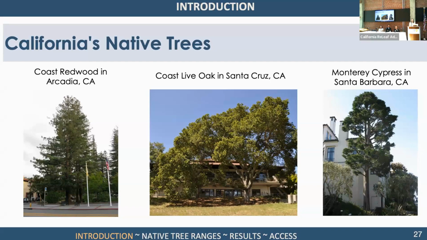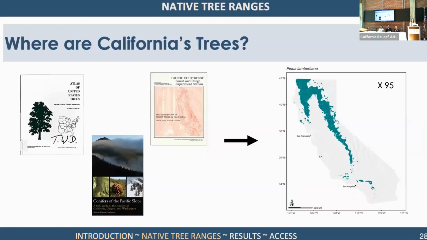And so the first goal of this project was to really understand where do these trees occur. And so we made digital range maps for each of the 95 native species to the state. And the way we did that was by taking expert opinion from different botanists, like, for example, Griffin and Critchfield, who have an amazing book called Distribution of Forest Trees in California, Kaufman's Conifers of the Pacific Slope, Little's Atlas of United States Trees, different research papers on individual species distributions, and point occurrences from the Global Biodiversity Information Facility. And we made 95 range maps that look like what you see here, one for each species. So this is our range map for sugar pine, for example.